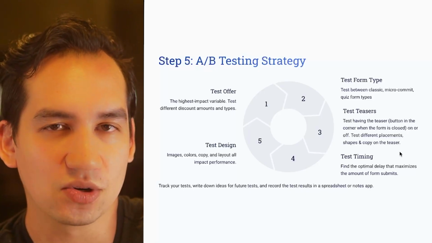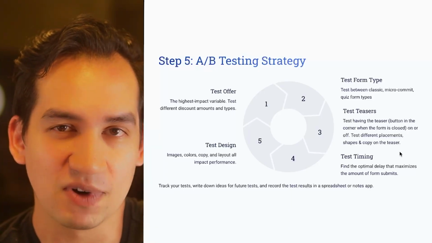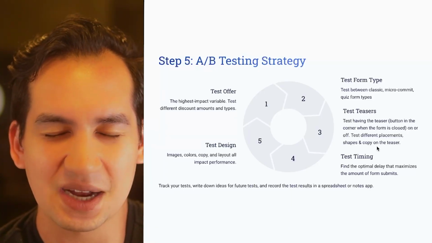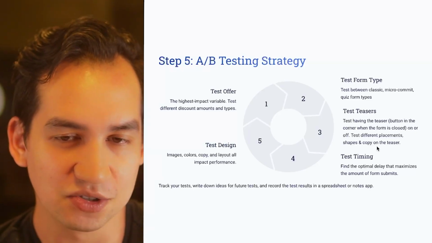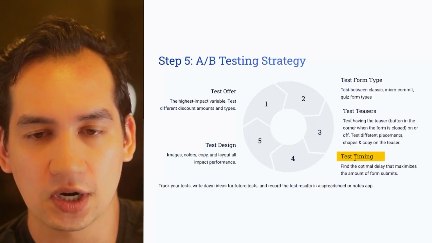There's a triangle, there's a circle, and there's a rectangle option. I wouldn't recommend the rectangle on mobile because it takes up a lot of the screen, but the other 2 options are worth testing. Step 4, test the timing.